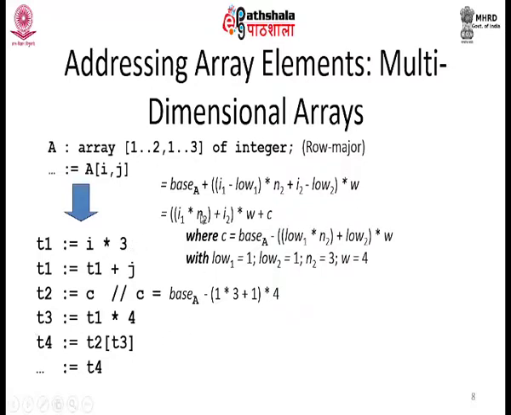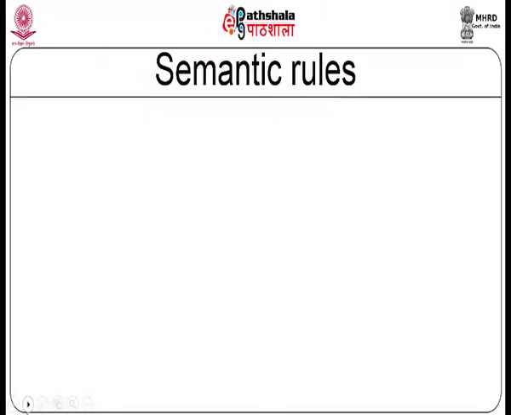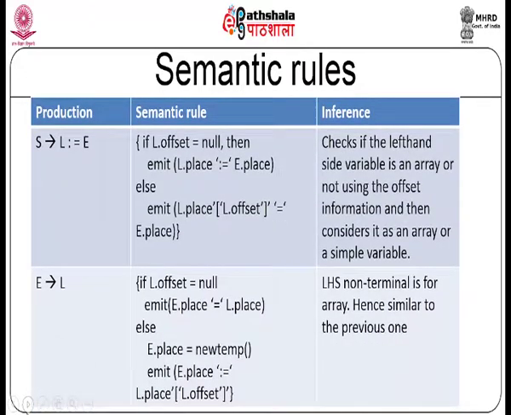So, this has been now converted to a recursive expression, that is what we have already seen, and this recursive expression is incorporated in the semantic rules of generating 3 address code for arrays. So, let us look at it sequentially. I have also added inference here because this is very difficult to comprehend.